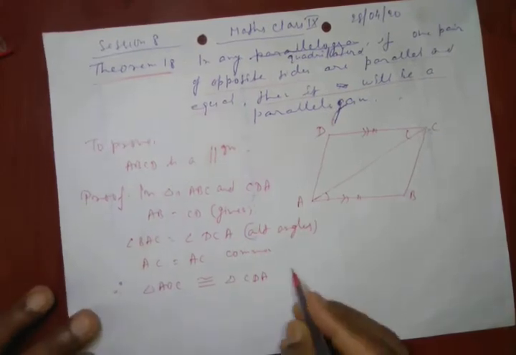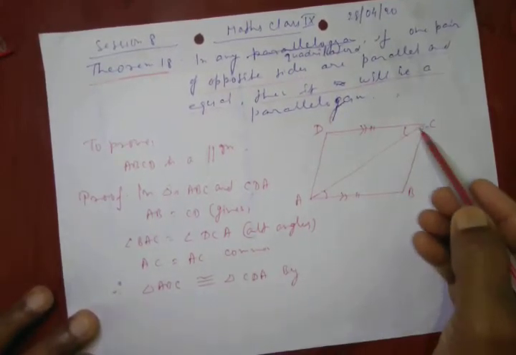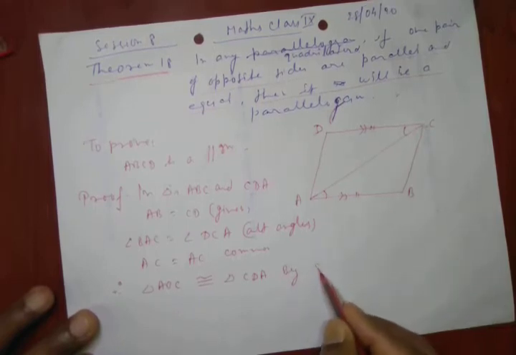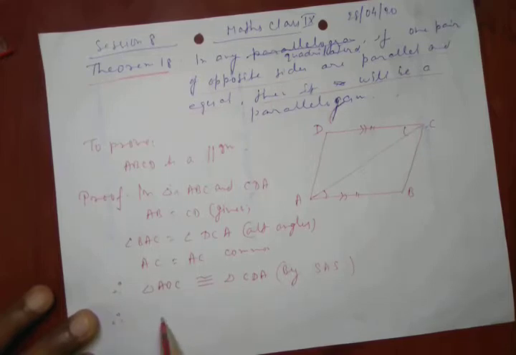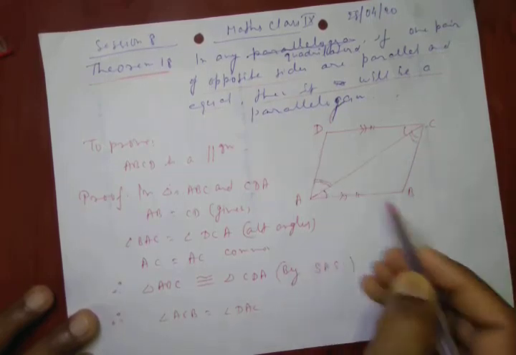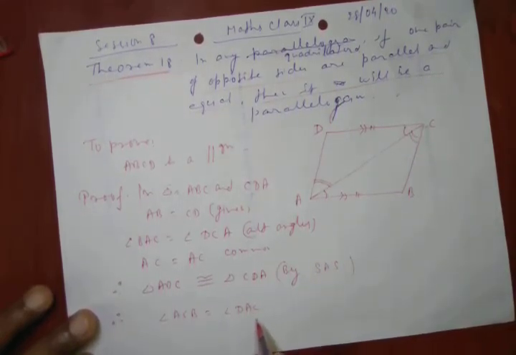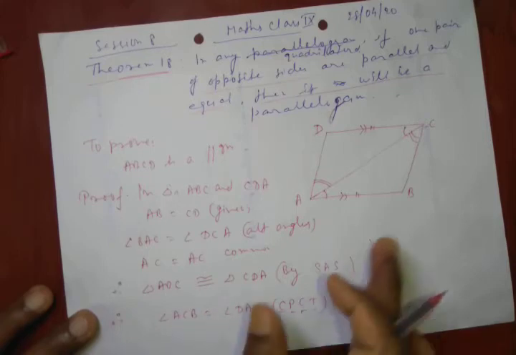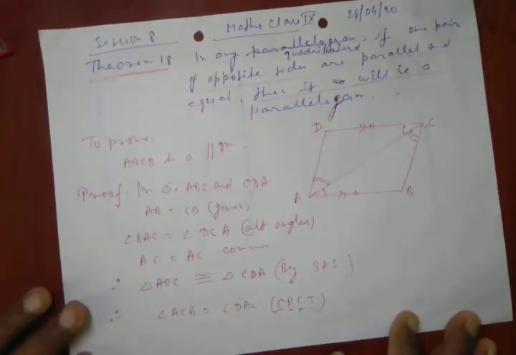These two triangles are congruent by which condition? You have this side and this angle, so it will be by the SAS congruence condition. Therefore you will have angle ACB equal to angle DAC. This is called CPCT, that is corresponding parts of congruent triangles. Because these two triangles are congruent, their corresponding parts are also equal.